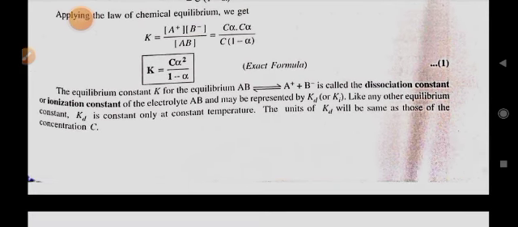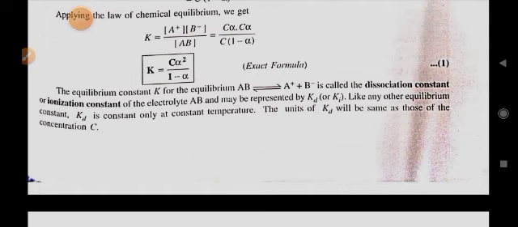The equilibrium constant K for the equilibrium AB dissociates into A+ and B- is called the dissociation constant or ionization constant of the electrolyte AB and may be represented by Kd or Ki. Like any other equilibrium constant, Kd is constant only at constant temperature.